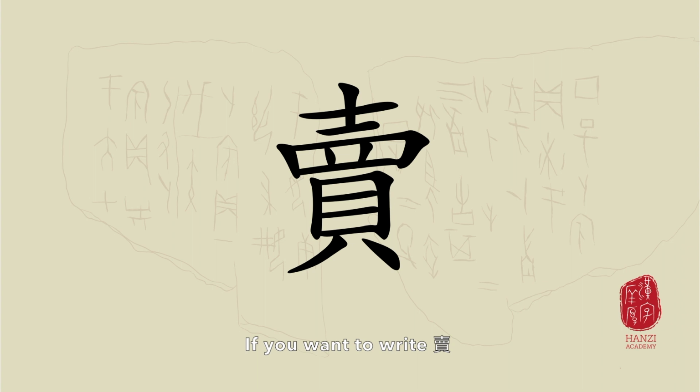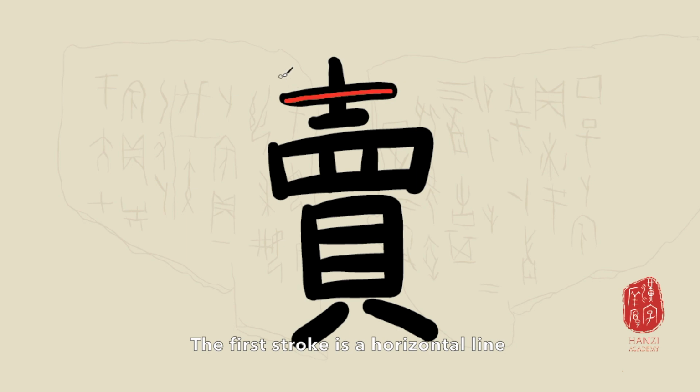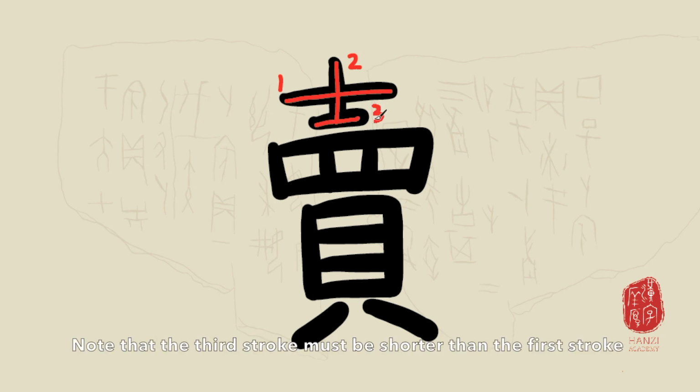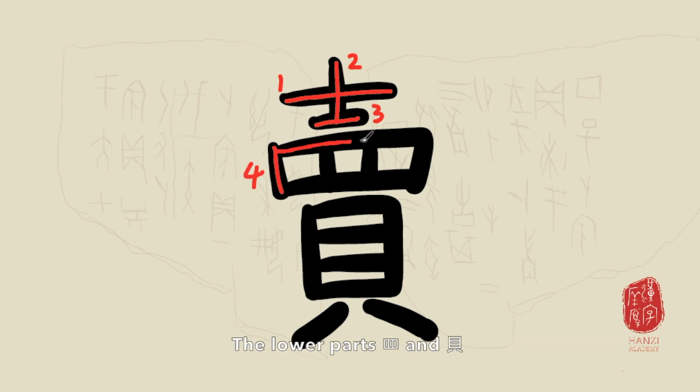If you want to write 卖, the first step is the upper part, 十. The first stroke is a horizontal line. The second stroke is vertical. The third stroke lies under the first stroke. Note that the third stroke must be shorter than the first stroke. The lower parts, 网 and 贝, are written the same as in 买.